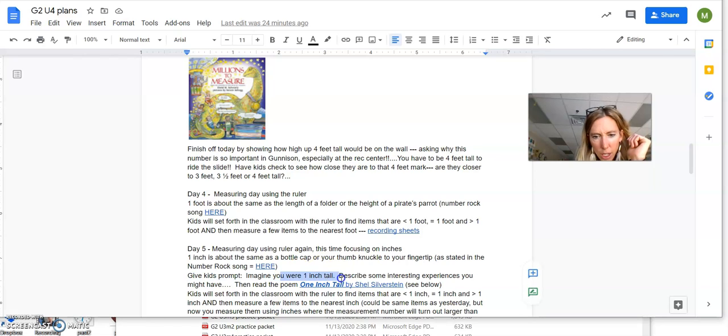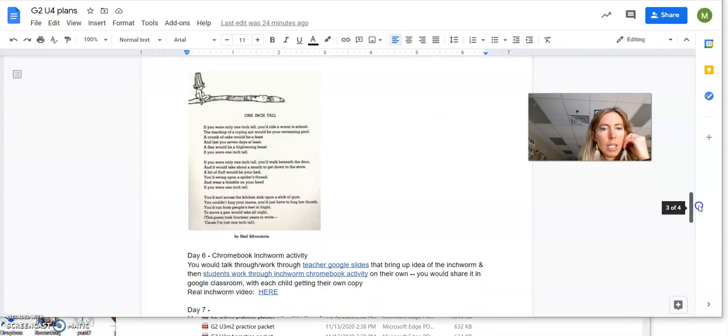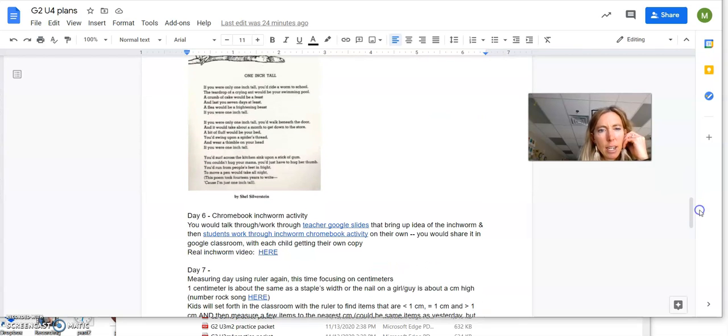Imagine you were 1 inch tall, and you could have them write about that. You could read the poem 1 inch tall by Shel Silverstein, okay, which is really cute. And then we go forth and measure in inches. So same recording sheet, but now it's going to be the inches part of it. And there is that copy of that poem.